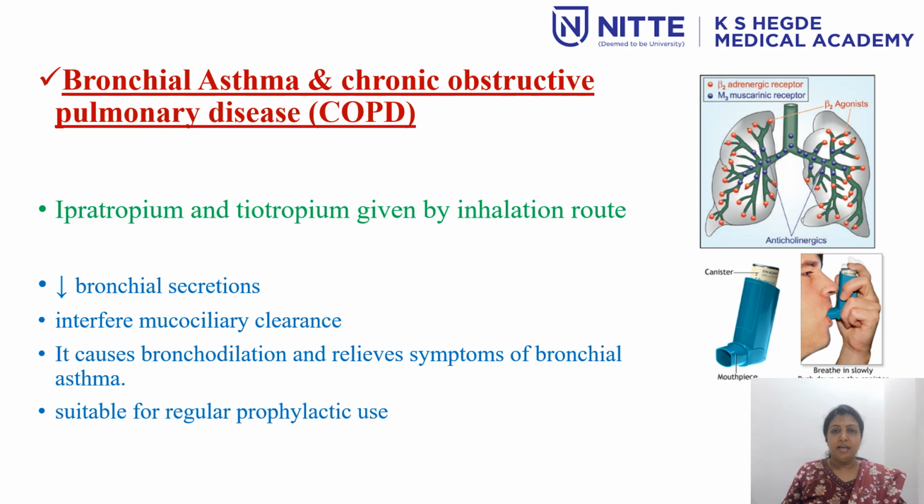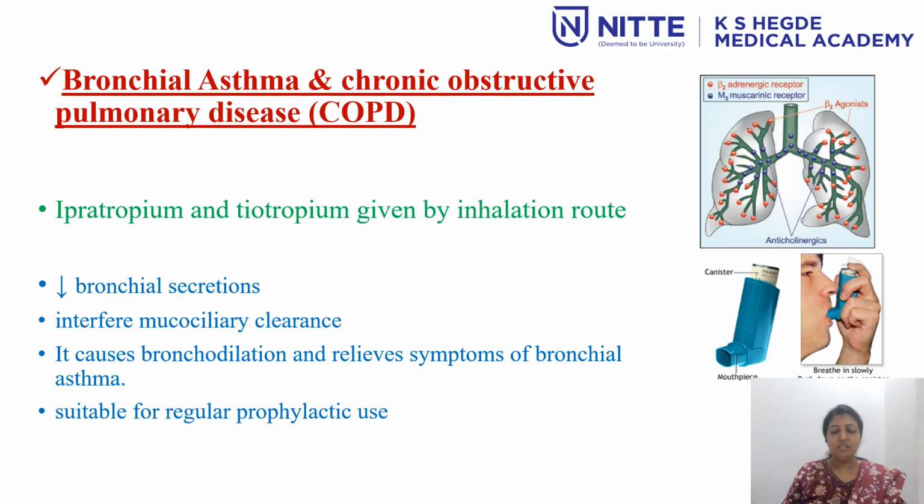Next, in bronchial asthma and COPD, chronic obstructive pulmonary disease, you can use atropine substitutes like ipratropium bromide and tiotropium bromide. It is usually given by inhalational route. Atropine and antimuscarinic drugs in general can reduce the bronchial secretions. They reduce the secretion from the glands, right? So they can reduce the bronchial secretions, and sometimes they can interfere with the mucociliary clearance.